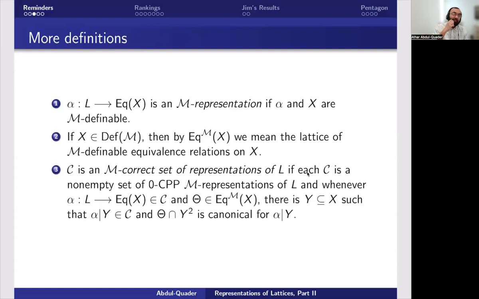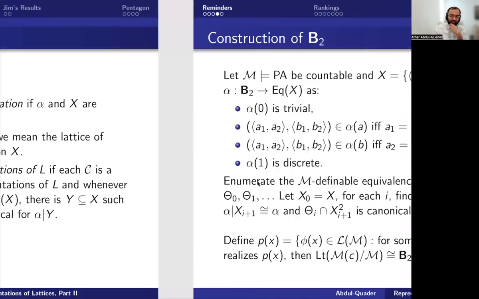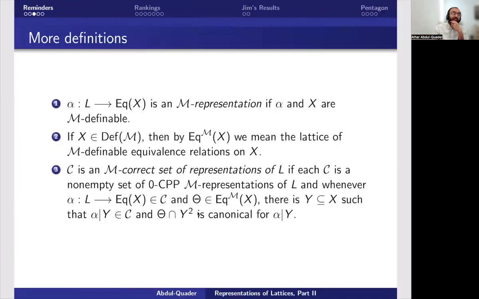If C is a non-empty set of CPP representations, M representation, and whenever you have some representation in C and some definable equivalence relation theta, you can find some restriction of alpha bar y where theta is canonical for that alpha. And again, we saw last time that this property was really needed when we build this particular type, where we're trying to control all the M definable functions, or all the Skolem terms, however you want to think about it.